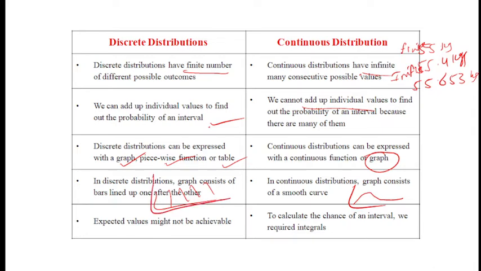See the diagram. Under discrete, we can expect the bars one after the other like this, whereas in continuous distribution we can expect the continuous graph, because it can have finite and infinite values. It considers the finite as well as infinite, and with these values we can have only the continuous graph. Under discrete distribution, expected values might not be achievable, whereas in continuous distribution, to calculate the chance of an interval we require integrals.